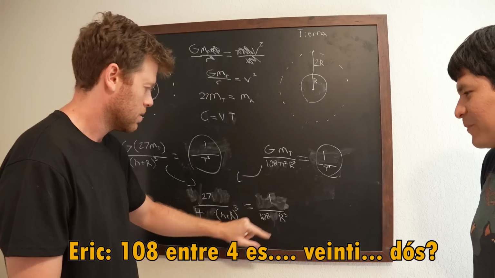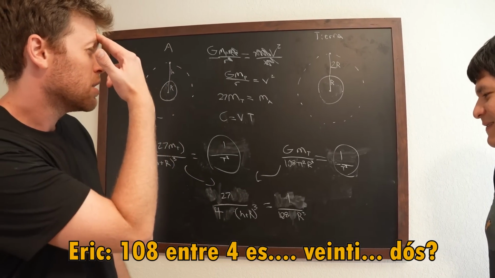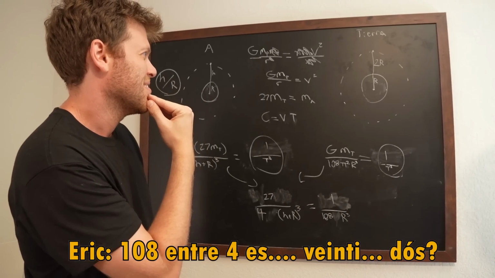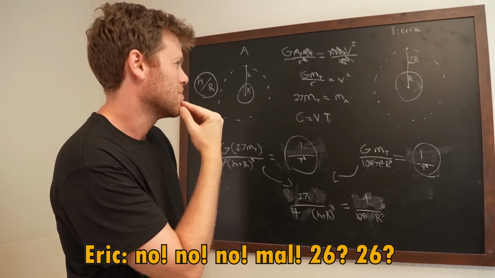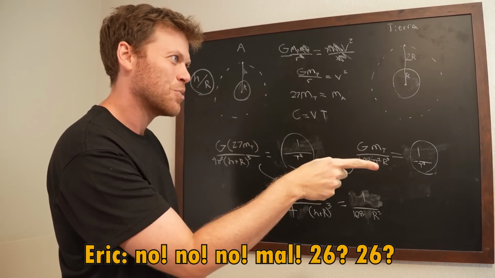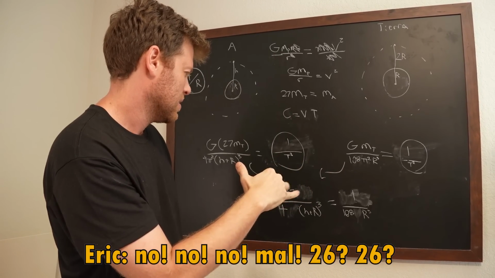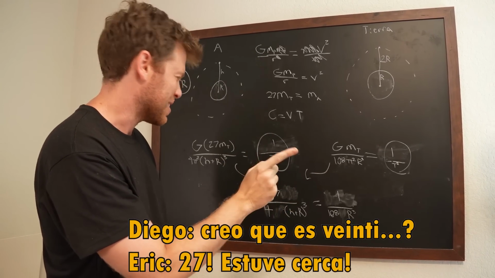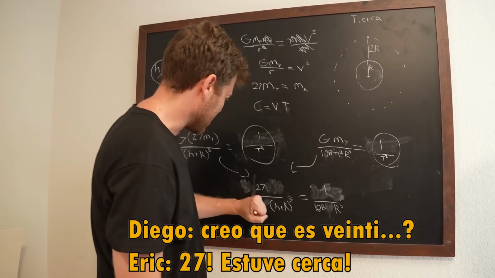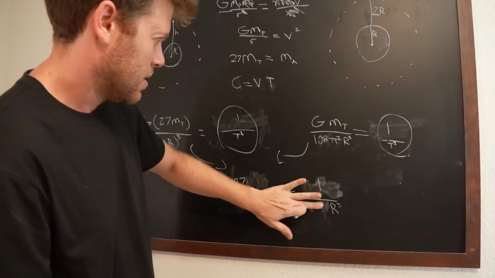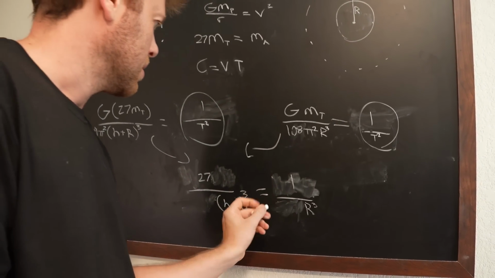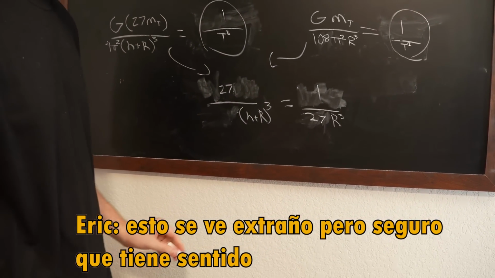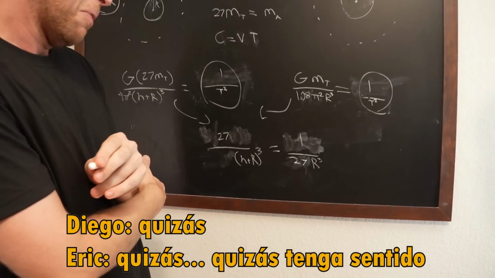108 and 4 is 20... 22? No, wrong. 26? I think it's 27. Yeah. I was so close. All right. 27. That's a little weird. I'm not sure if that means something. Maybe that means something.